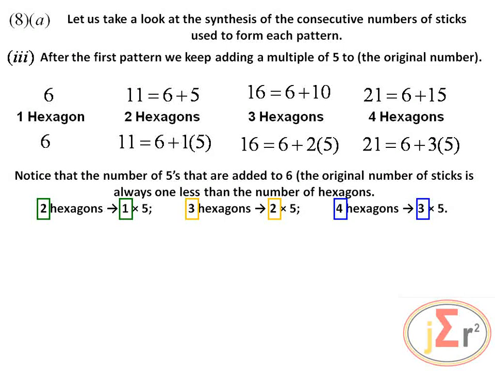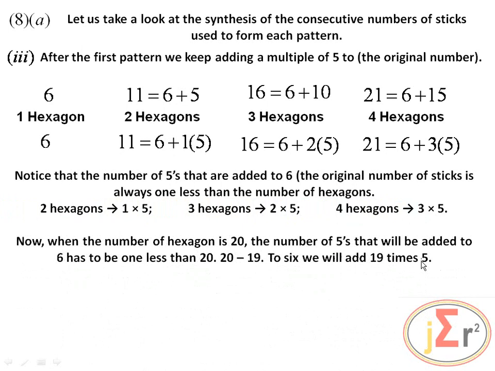the original number of sticks, of course we are saying 6 is the original number of sticks, so notice that the number of 5s that are added to 6, which is the original number of sticks, is always 1 less than the number of hexagons. So for 2 hexagons we have what? 1 multiplied by 5. For 3 hexagons we have what? 2 multiplied by 5. For 4 hexagons we have 3 multiplied by 5.